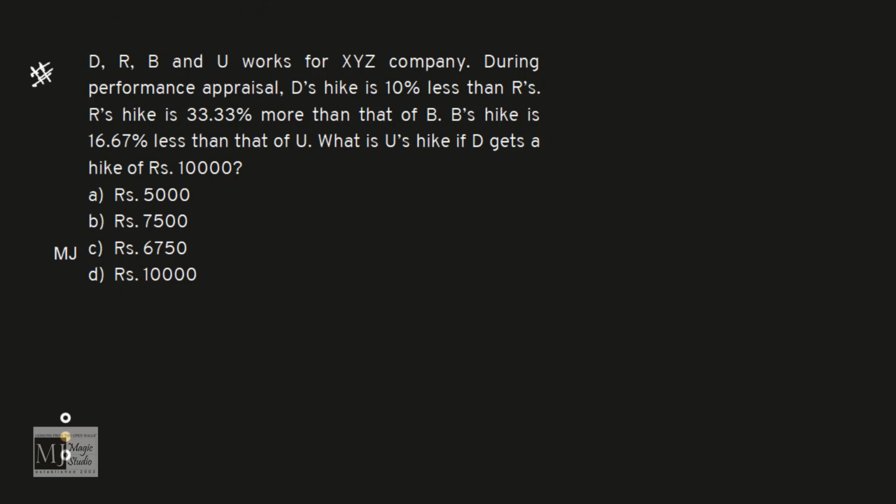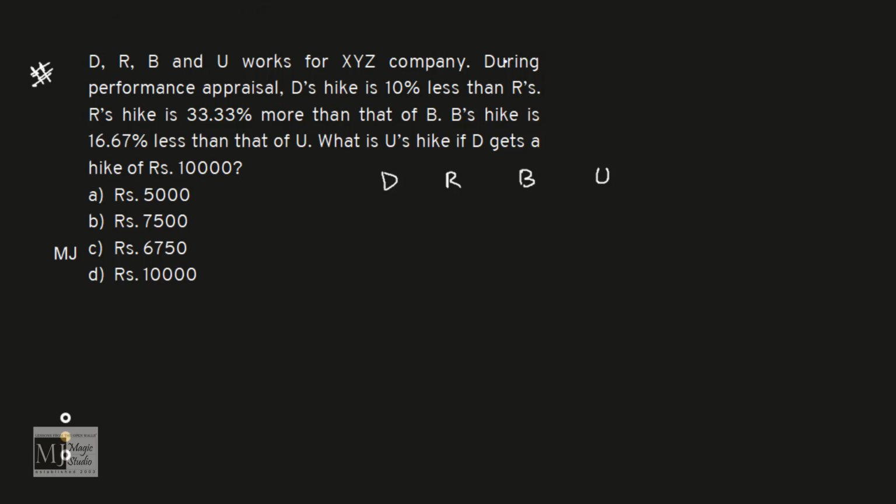Straight away, a simple question from joint ratio. Why did I pick it and why is this my choice? You will come to know, because of the tedious time and calculation involved in it. But I'll not do it in that particular manner. I'll just use the ratio format and percentage to fractions, so you can see how quickly and easily we can do that. We have 4 people, D, R, B, U.